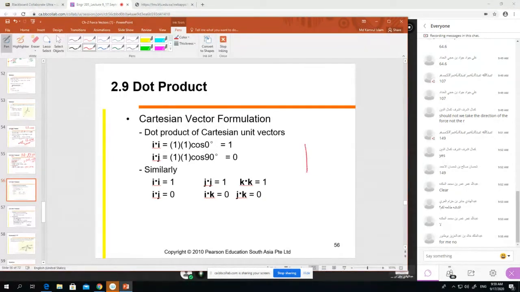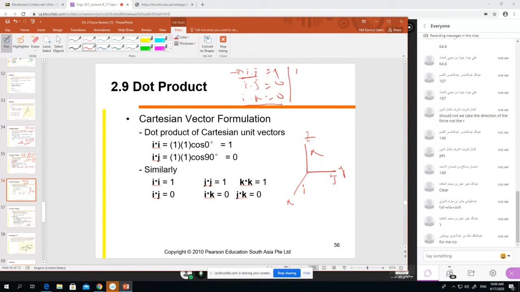You have to remember one thing. This is the XYZ: this is the X, this is the Y, and this is the Z. The X axis we show by I, the Y axis is J, and the Z axis is K. Now if we multiply I and I, it will be 1. I dot J equals 0. I dot K equals 0, right? Remember, with the same direction the multiplication result will be 1, and the other things will be 0.